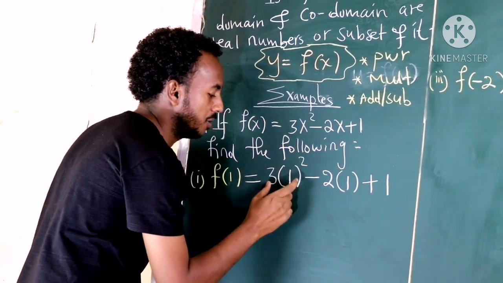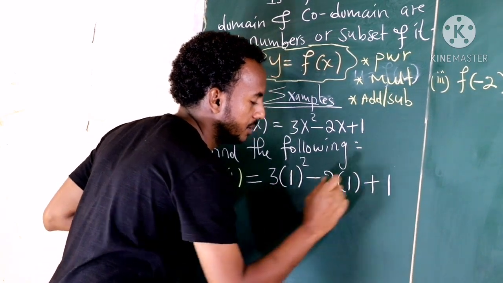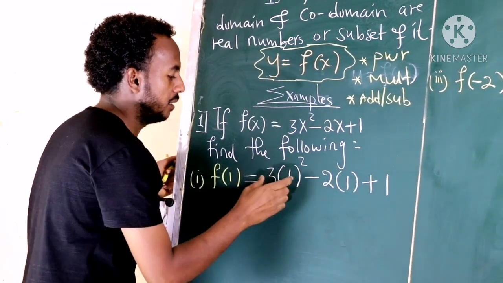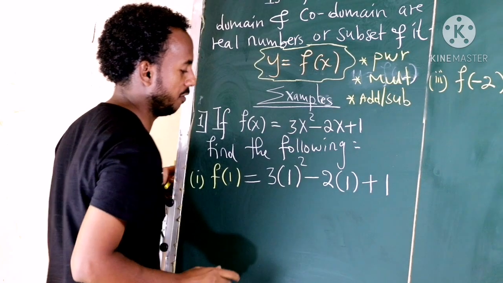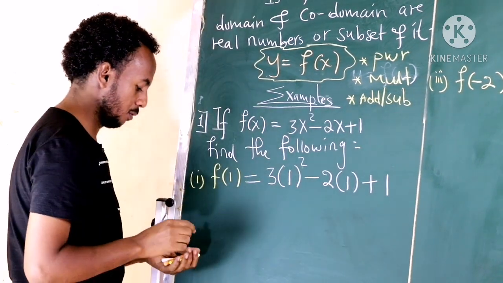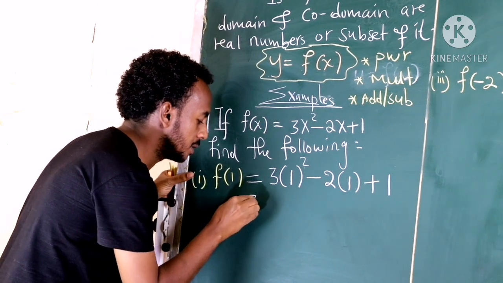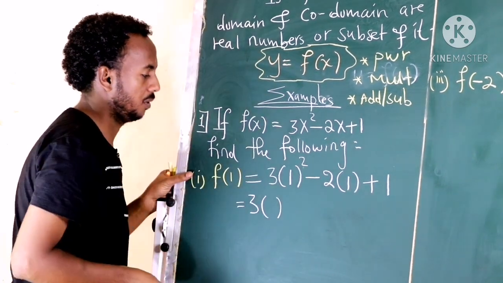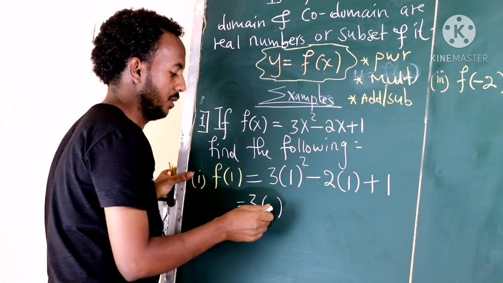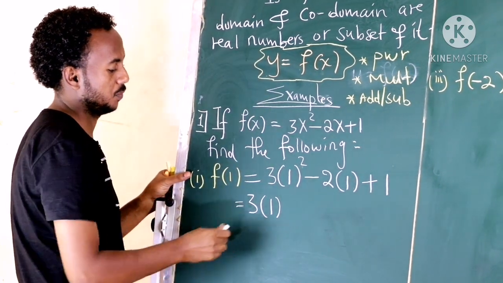This is called the first term, second term, third term. Here we have 3 terms. In the first term, do we have power? Yes, we have power. The power is here. So I will do power first. What do we mean by doing power first? It means this 3, keep it as it is. Then I will have to calculate the power. 1 squared is just 1. 1 squared is 1 times 1.